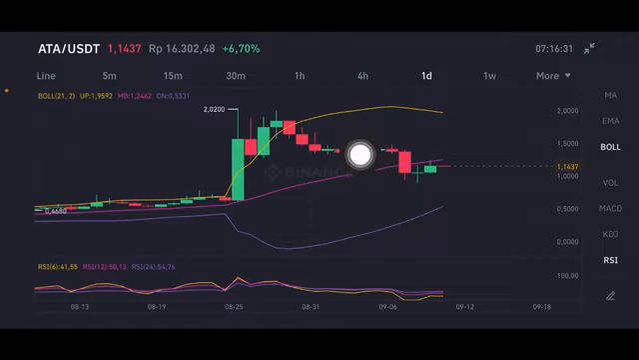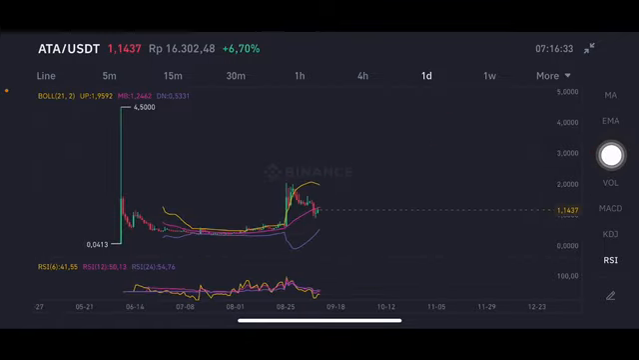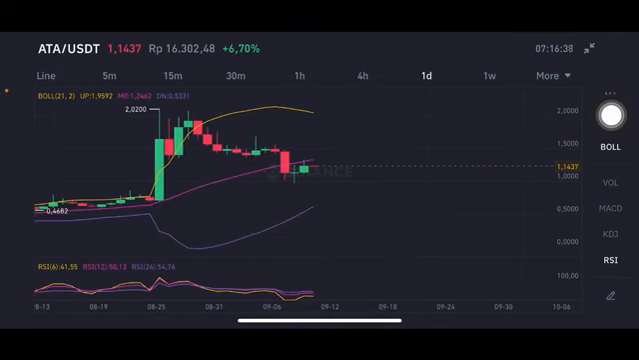So for the long term, it's still a good opportunity because the highest is at 4.5 and currently it's only at 1.1, right?